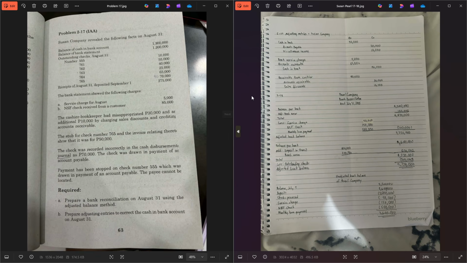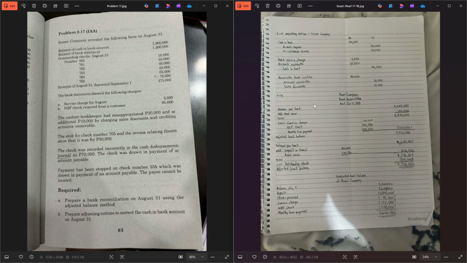So instead of, ang ginawa ng cashier dito is naglagay siya ng sales discount, tapos nag-credit siya ng accounts receivable para makuha yung 10,000. Tsaka 30,000. So yun, that is under theft. So receivable from cashier. The cashier will be liable to pay the amount that he stole.